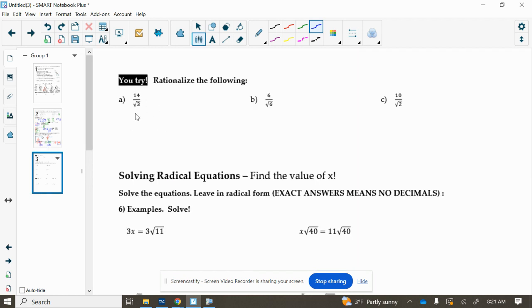Again, 3 examples for you to try and rationalize yourself, A, B, and C.